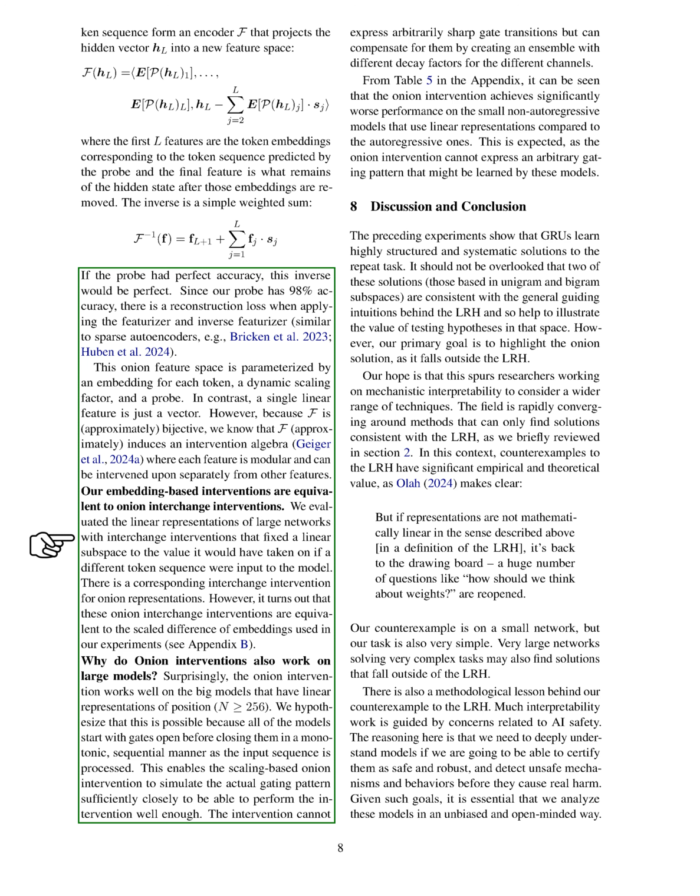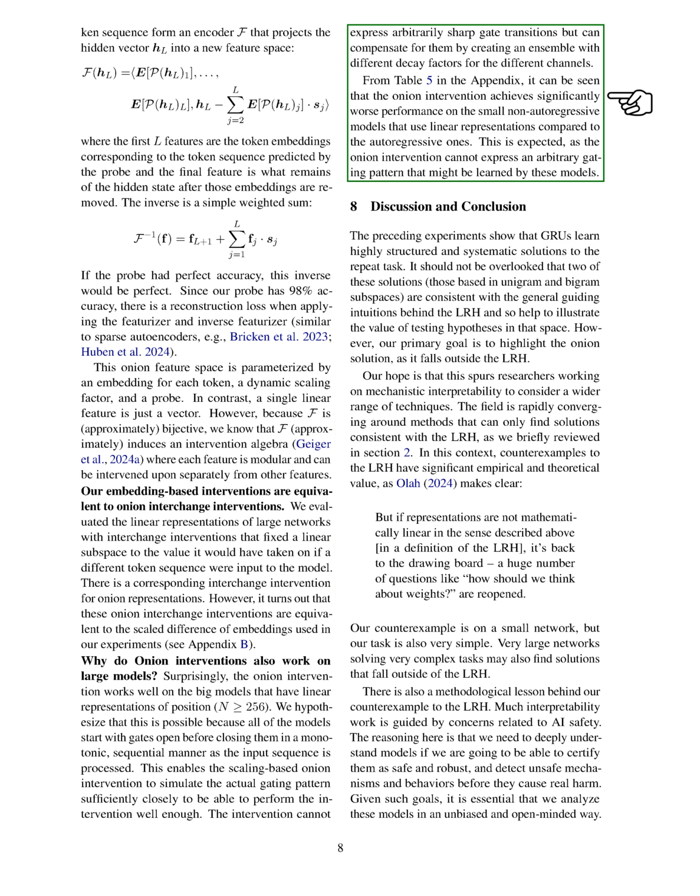We believe this happens because all models begin with gates open and then close them in a consistent, sequential way as they process the input. This allows the scaling-based onion intervention to closely mimic the actual gating pattern, enabling it to work effectively. While the intervention cannot create very sharp gate transitions, it can adjust for them by forming an ensemble with different decay factors for various channels.